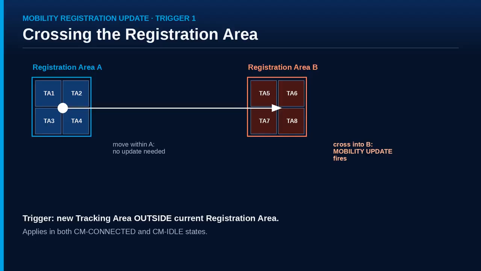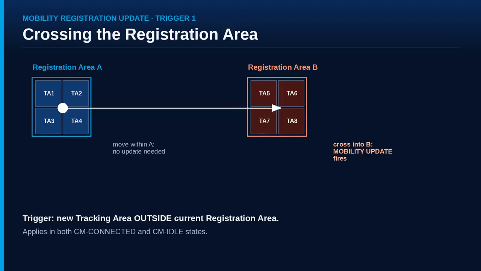And critically, this applies whether your phone is actively connected on a call, a state called CM connected, or just idle in your pocket with data off, CM idle. Either way, if you cross that registration area boundary, the update fires.